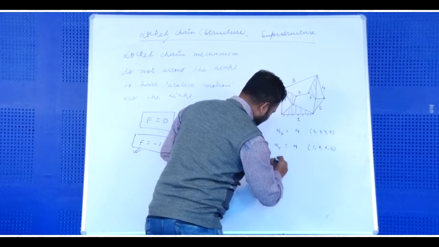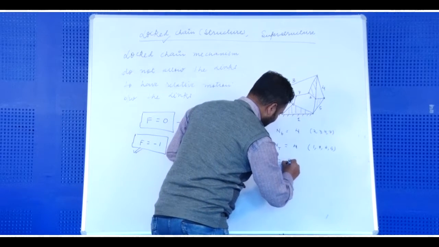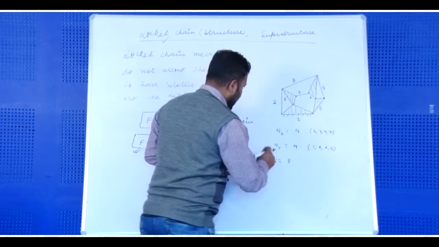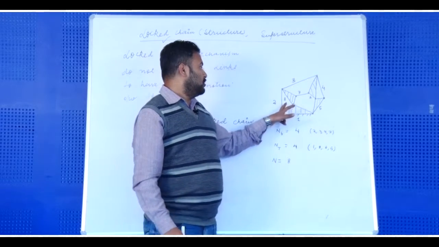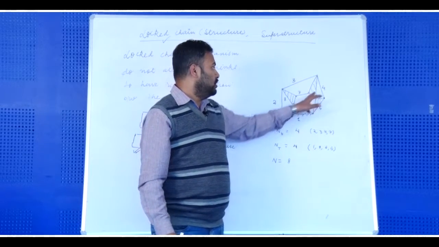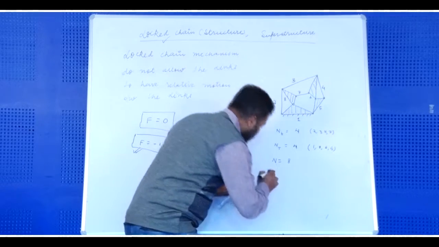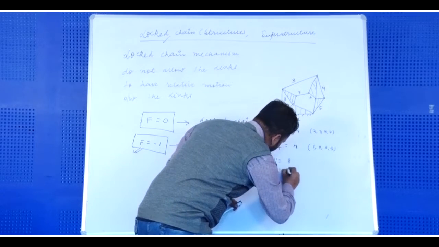The total number of links is the number of binary links plus ternary links, which is equal to 8, and the number of loops, as I have told you, are 1, 2, 3 and 4. These are the 4 loops. So, loops L is equal to 4.